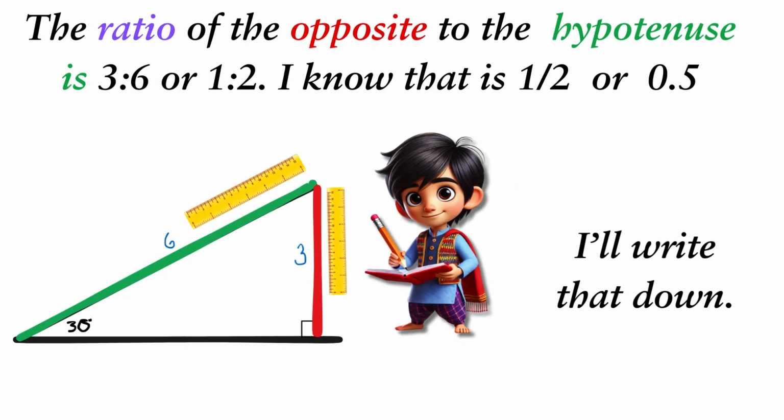The ratio of the opposite to the hypotenuse is 3 to 6 or 1 to 2. I know that is 1/2 or 0.5. I'll write that down.